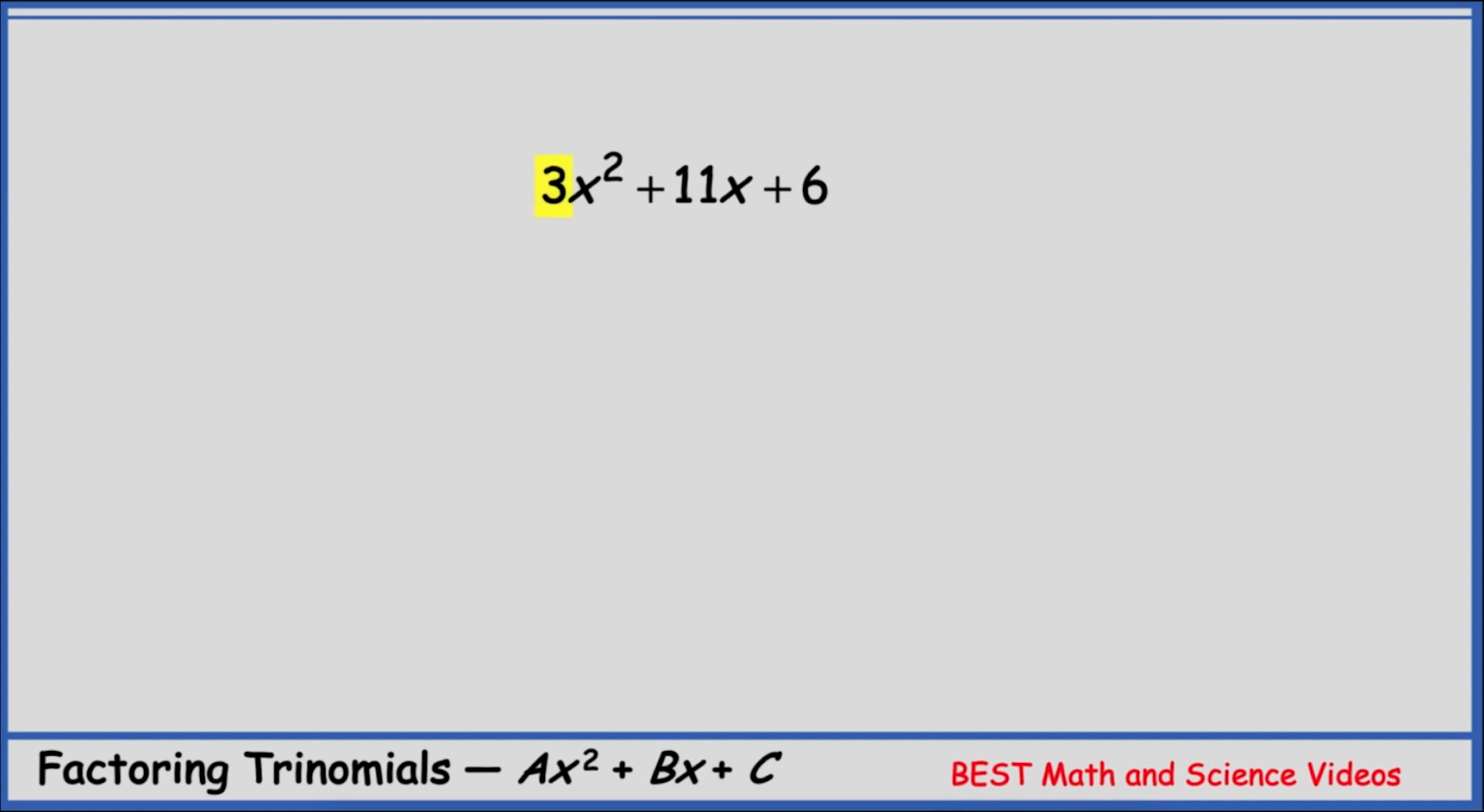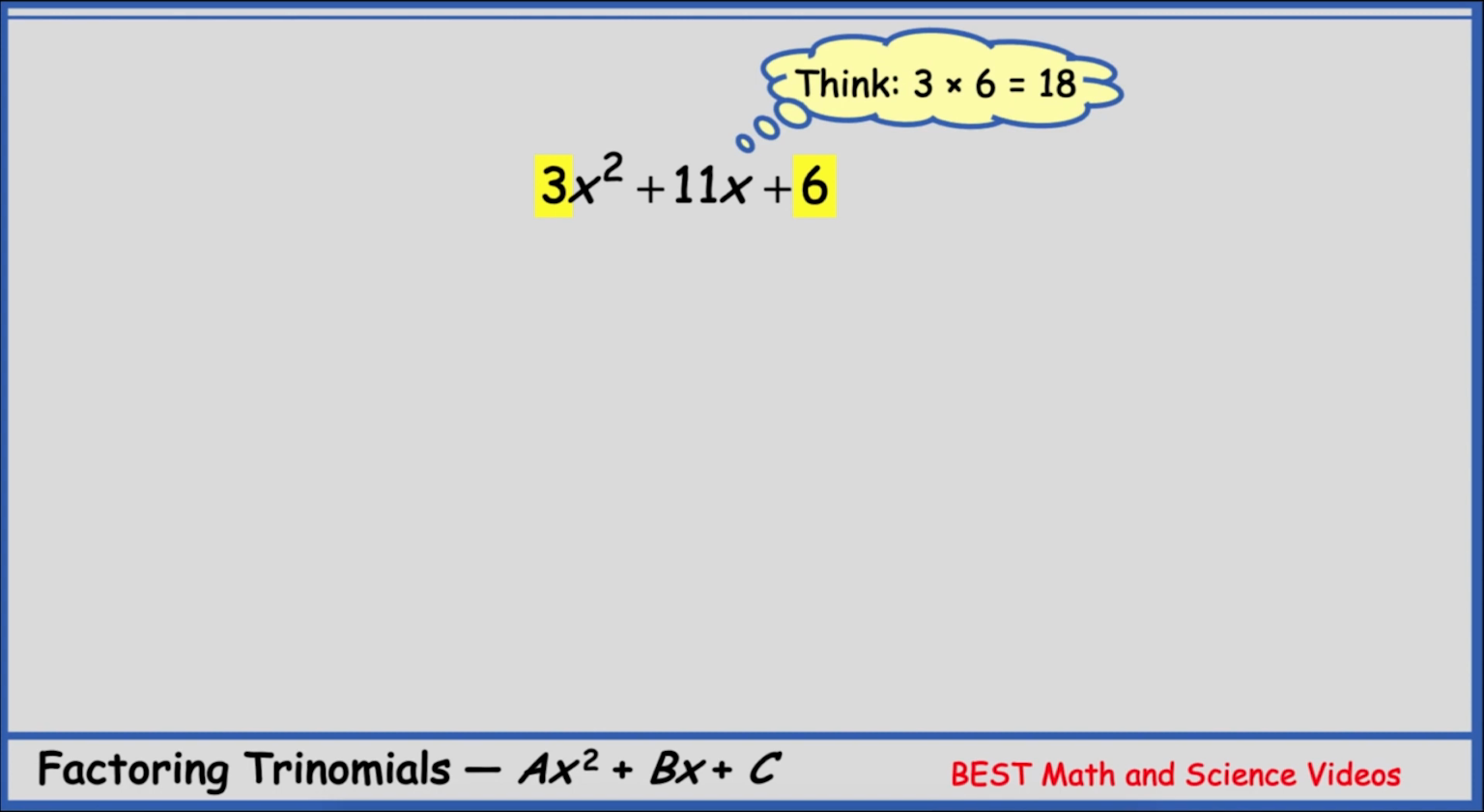Start by noticing the leading coefficient 3 and the constant 6. Then think, 3 times 6 equals 18. To factor the trinomial, you need to find two numbers that you can multiply to get 18. But the sum of the numbers must equal the coefficient of the x term 11, as shown here. You will use these numbers to rewrite the trinomial.